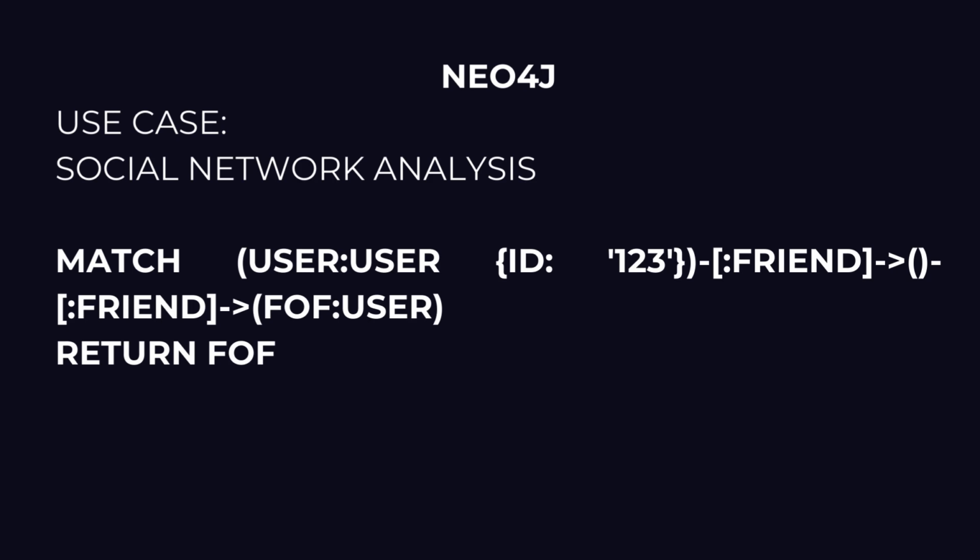In case of Neo4j, which is a graph database using a query language called Cypher, Cypher is used for querying relationships between data points. In case of a social network analysis application, this is how data is queried to find friends of a user.